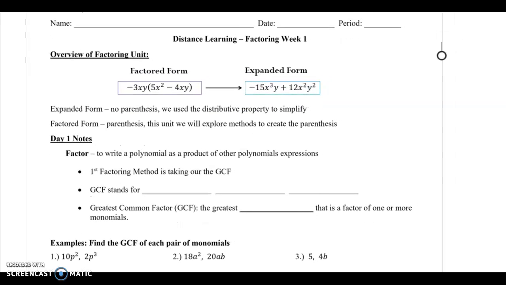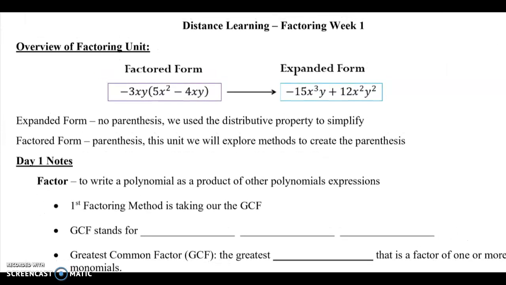Okay, so factoring. The biggest thing I want to talk about as an overview is that I was giving you things in factored form to start, and asking you to give me the expanded form. So we were going this way the last unit, where you'd do the distributive property and write it as negative 15x to the third y plus 12x squared y squared. Now we're going to go the other way.